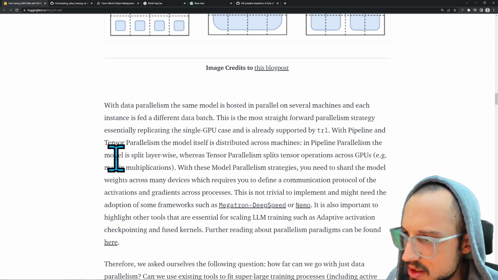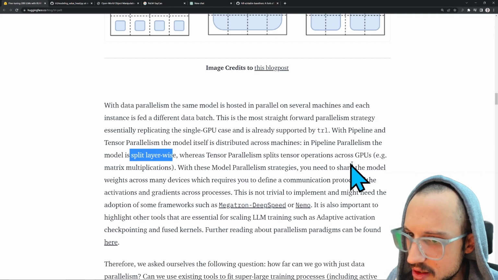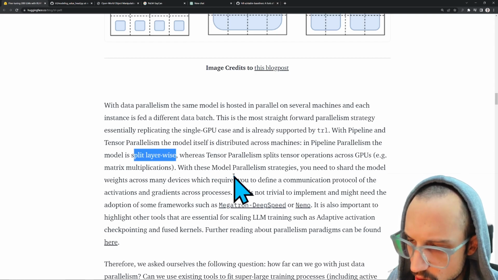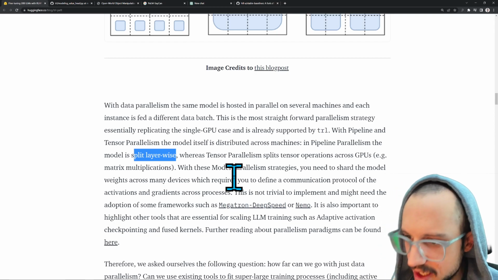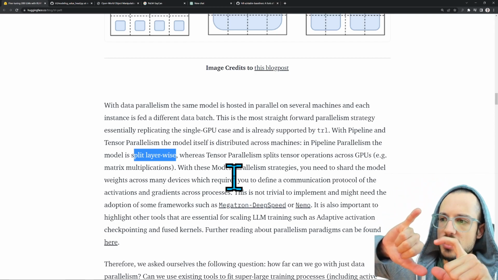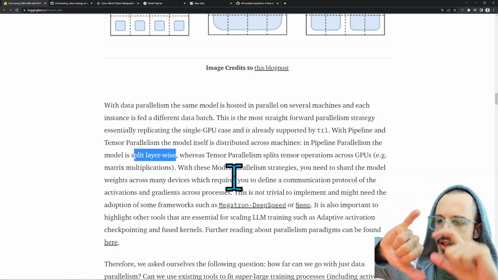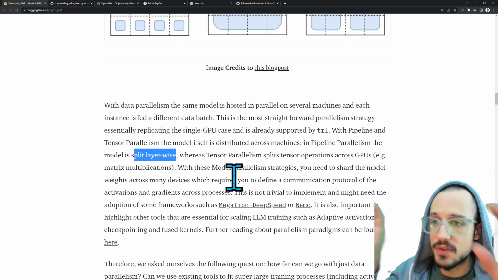Pipeline parallelism is split layer-wise, versus tensor parallelism, which splits tensor operations across GPUs. So this is also about how you are splitting the model itself, right? Are you basically taking the whole model and saying layer-wise, I'm going to calculate the first layer, then the second layer, then the third layer, and have each of those on separate machines?